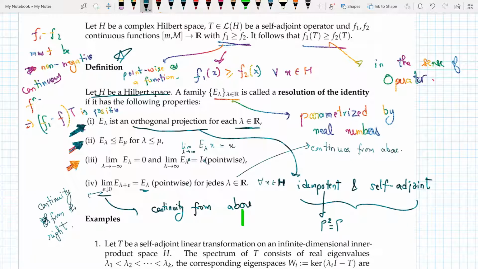The second property is this notion of positiveness: E lambda is less than or equal to E mu for lambda less than or equal to mu. The third property is that the limit of E lambda as lambda tends to minus infinity is 0, and the limit of E lambda as lambda tends to plus infinity is I, pointwise. That is important. And the last thing is continuity from above. We say epsilon tends to 0 from above, and E of lambda plus epsilon tends to E of lambda, again pointwise, for every lambda belonging to R. So what is E lambda? E lambda is a resolution of the identity. It is an operator which follows these four properties that we have seen till now.